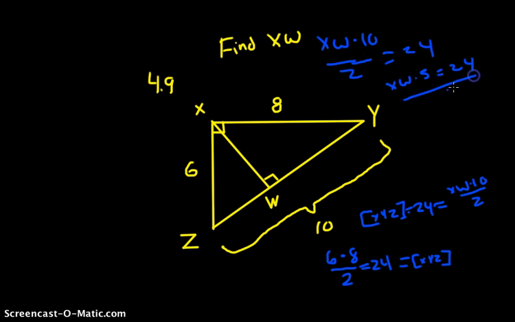Now you just divide by 5, so XW is equal to 24 over 5. And that's your answer right there. So that's fairly simple, and that's how you can find the area of a triangle.